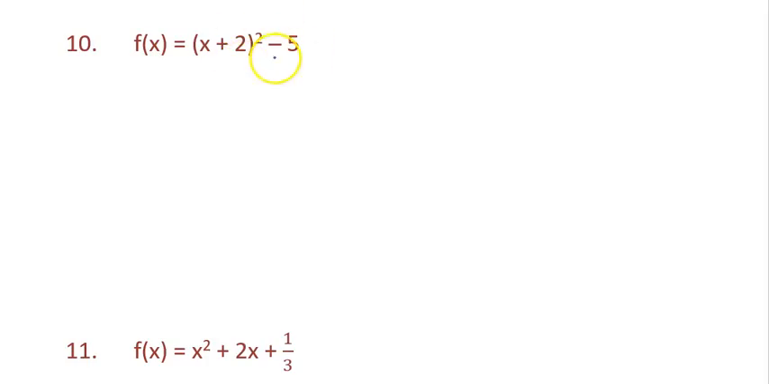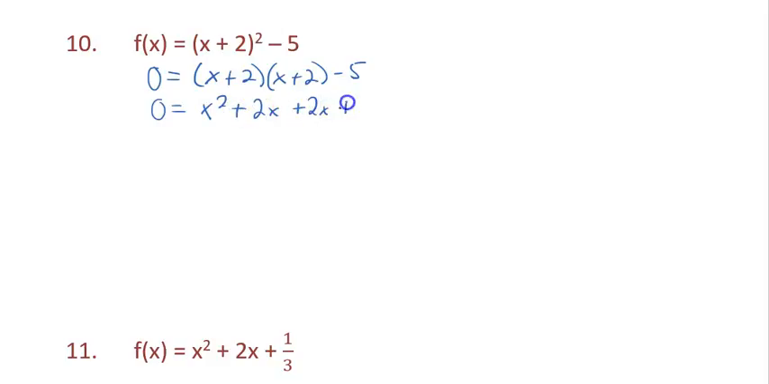Now occasionally you'll get one like 10. This one is in vertex form, so picking out the vertex is easy, but the zeros are not as easy. To get the zeros you need to be in standard form. So I'm going to have to set it equal to 0, but I'm also going to have to multiply it out and put it in standard form first. So I'm going to write this twice and use FOIL. So x squared plus 2x plus 2x plus 4 minus 5 gives me x squared plus 4x minus 1.